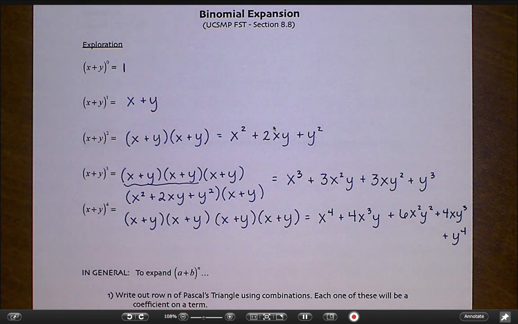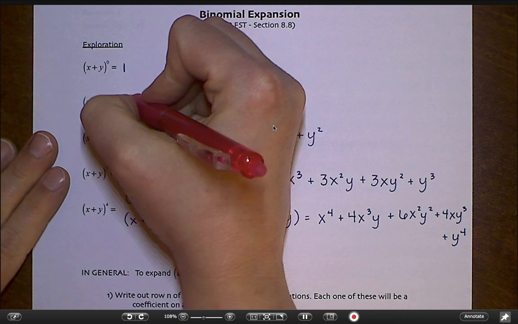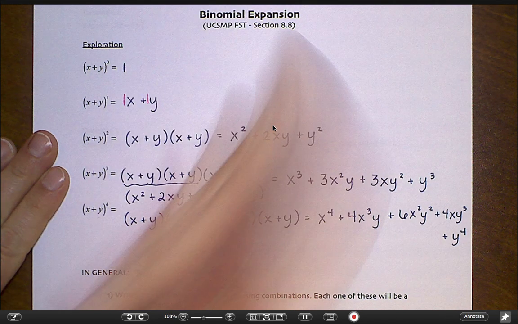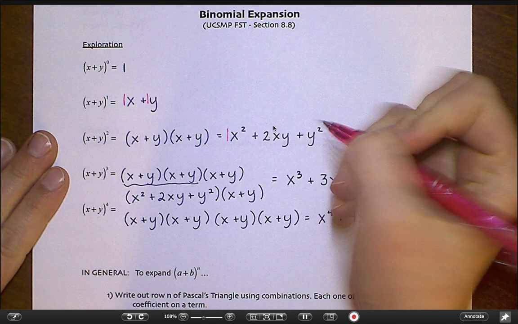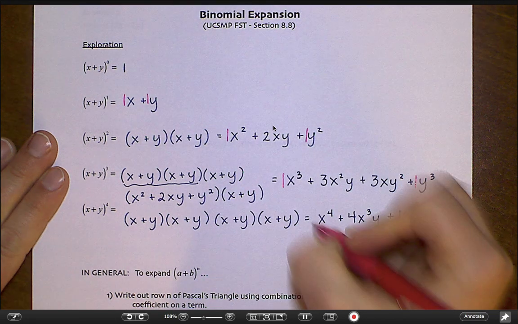Okay, so I want you to start looking at some patterns. Some of you might have started to catch on to what I was doing there. But I want you to take a look at patterns. And before we do that, I'm going to go ahead and put some 1s in here as coefficients. So this is 1x plus 1y. This is 1x squared. This is 1y squared. These 1s just kind of help us see the pattern a little better.